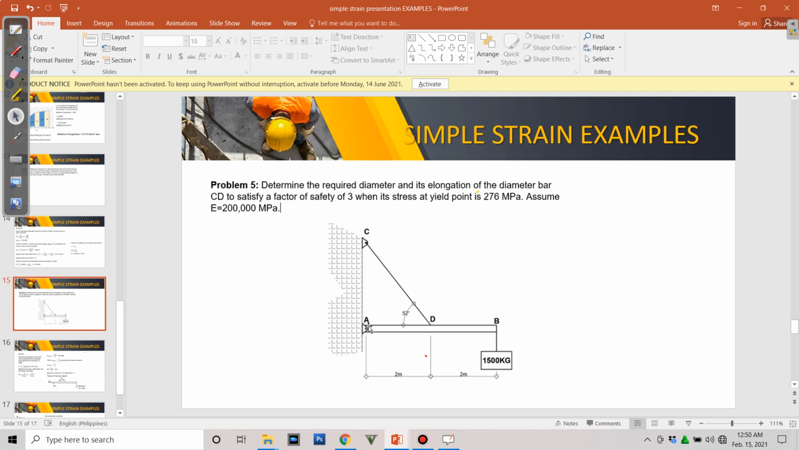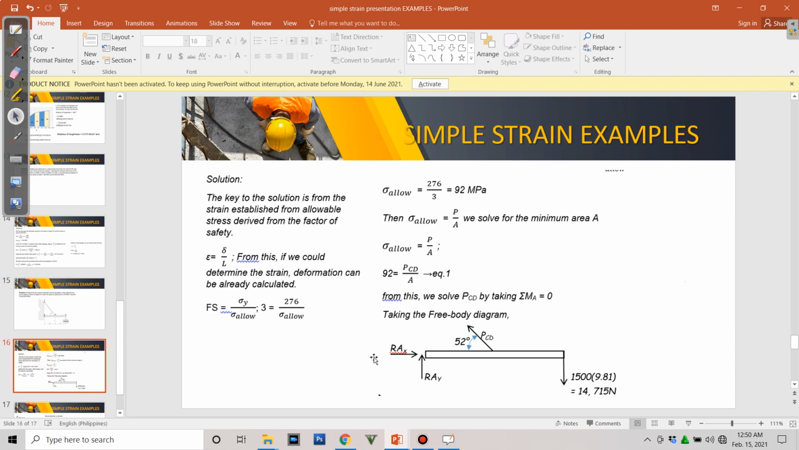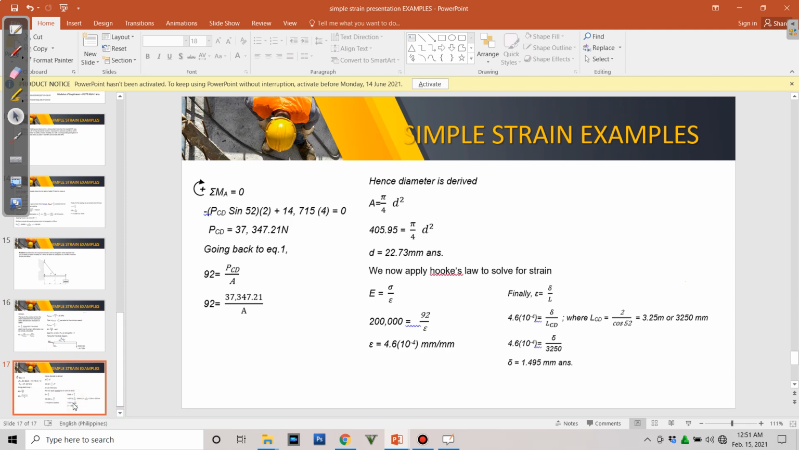Okay, so we can see here that we have a pin connection, so there will be 2 reactions from that, and we assume a tensile reaction here for PCD inclined at 52 degrees, and then 1.5 we'll just have to multiply by 9.81 to make it a force, or 14,715 Newton weight, because 1.5 here is in kilograms. Okay, so from this you can now take moments at A to solve for your PCD.